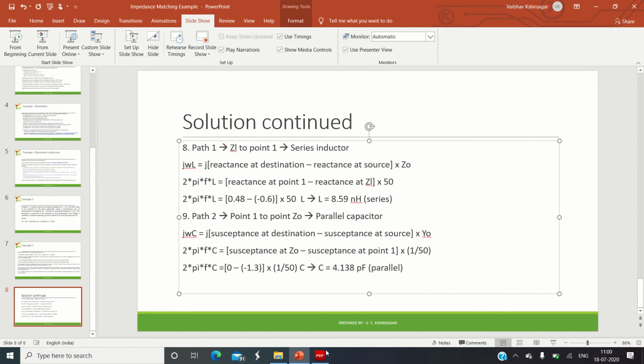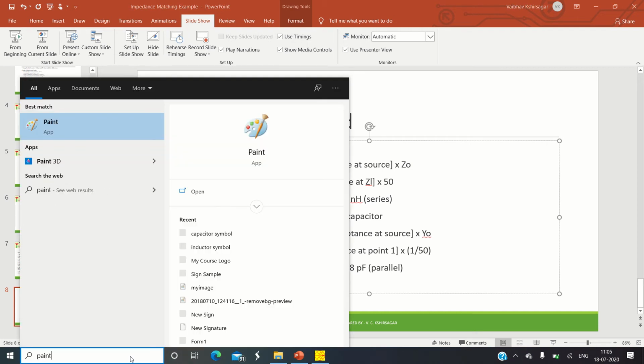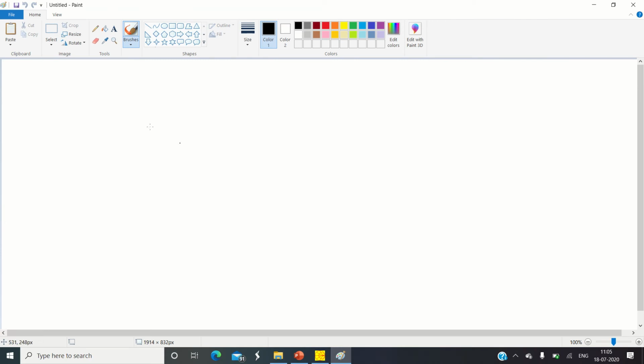Now let us validate that what we calculated over here is also correct, because the values which we got after simulation are in close agreement with the manually calculated values. And then finally we need to draw a circuit. That is the last step. In order to draw the circuit, I will make use of a paint application. So this is Paint.